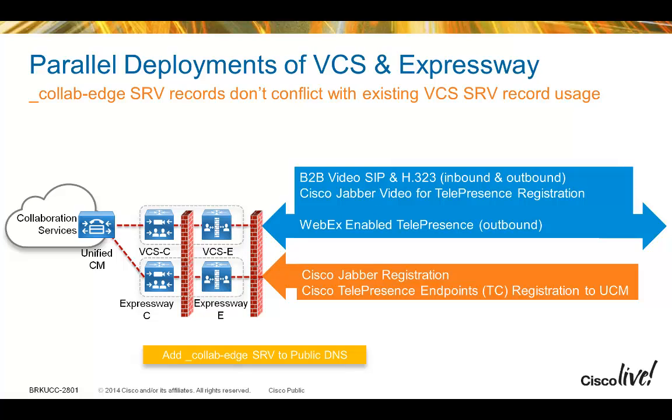So now I've got all my authenticated, all my remote endpoints coming through Expressway E and C, back to the Communications Manager. I can keep my existing VCS deployment set up for the telepresence work it's already doing so well today. I don't have to mess with it. All right, so this is what it looks like. There's no conflict in SRV records.